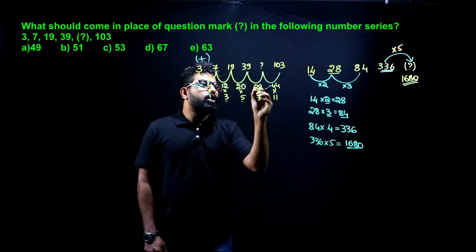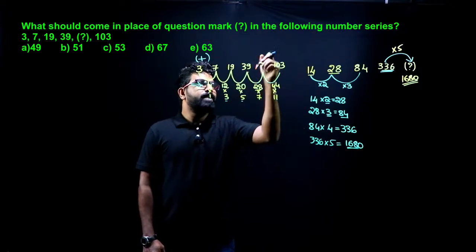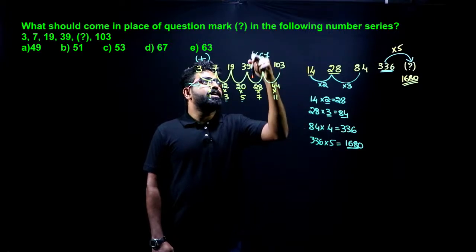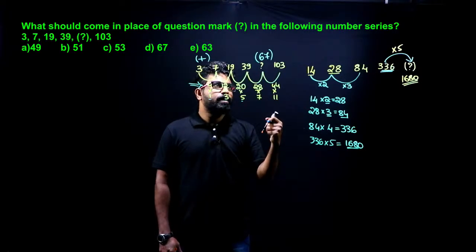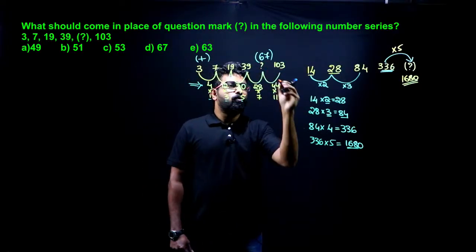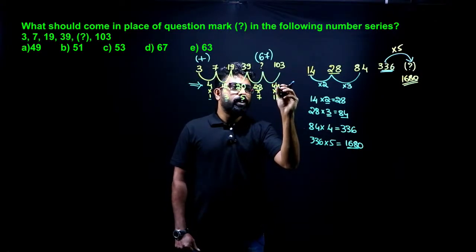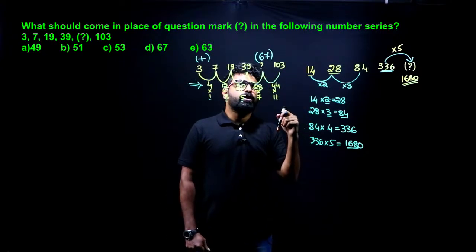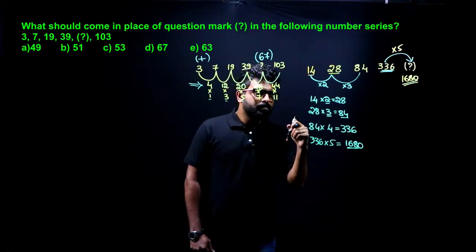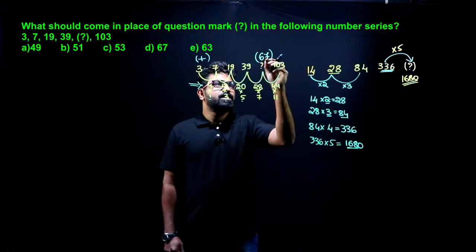So let me quickly add 28 to 39. What do I get? 39 plus 20 gives me 59. 59 plus 8 gives me 67 here. So let me cross verify that. Let me add 44 to 67. What do I get? 67 plus 40 gives me 107. Sorry, yeah, 107 plus 4 gives me 111. Is my term wrong here? Or is it correct? 103 is correct. So probably I made a small mistake here.